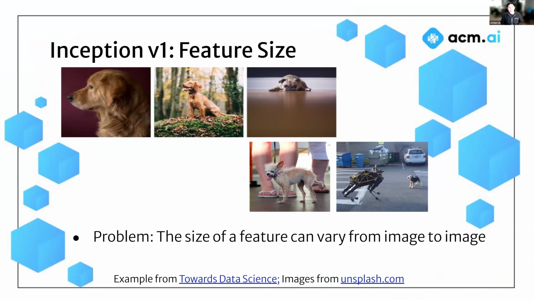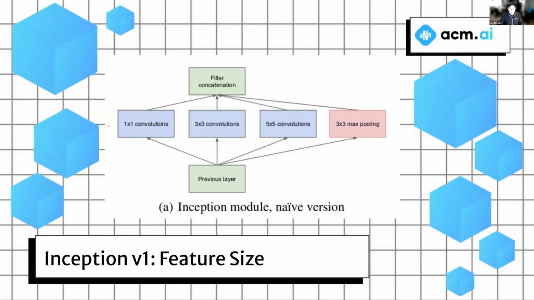So basically, the question is, the size of a feature can vary from image to image, right? In the case of a picture of a dog, for example, the size of the dog is very different in each image. But we want our model to be able to recognize, hey, that is a dog from all of them, right? So how do we address this problem? The idea is by using this thing called an inception module, which is basically doing convolutions in parallel.